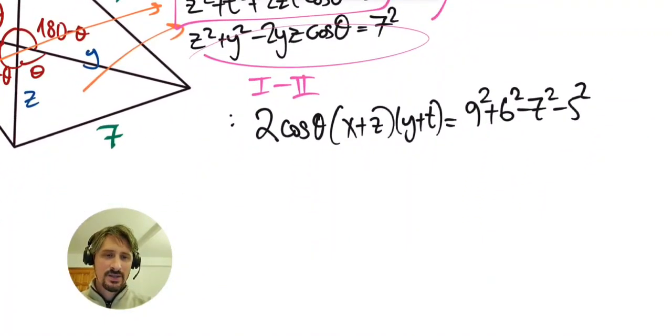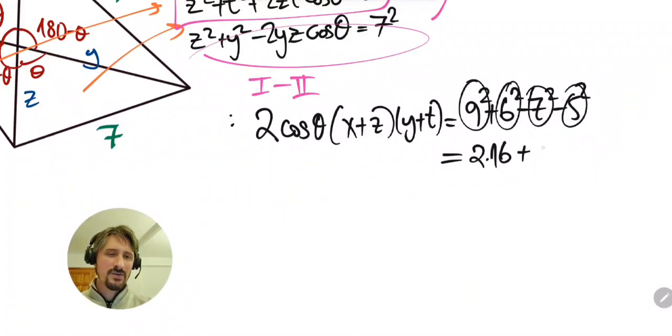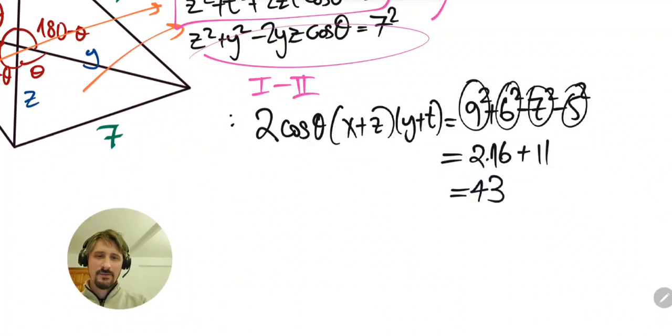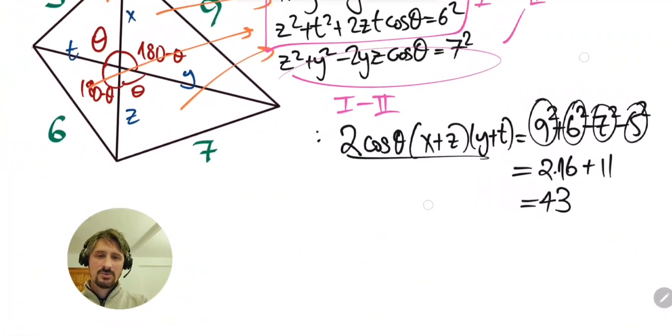So let me just zoom in a little bit. So 9 squared minus 7 squared goes as 9 plus 7 times 9 minus 7, which is 2 times 16. And then 6 squared minus 5 squared goes 11 times 1, which is 11. So this is 43. Okay, so this is the first observation.